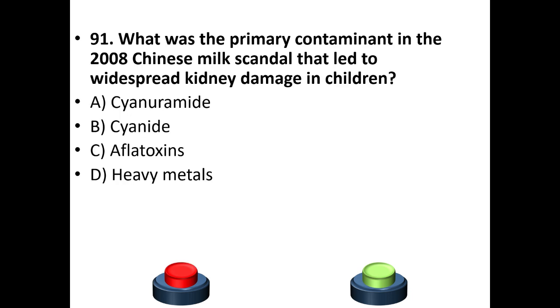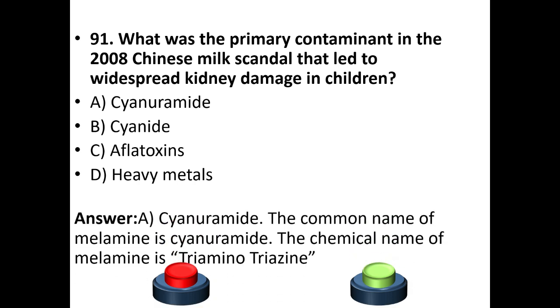91. What was the primary contaminant in the 2008 Chinese milk scandal that led to widespread kidney damage in children? Cyanuramide, cyanide, aflatoxins, heavy metals. Your answer is option A. This question I asked in a previous question paper, and here the answer is the same. Cyanuramide is also known as melamine. The common name for melamine is cyanuramide and the chemical name for melamine is triaminotriazine.